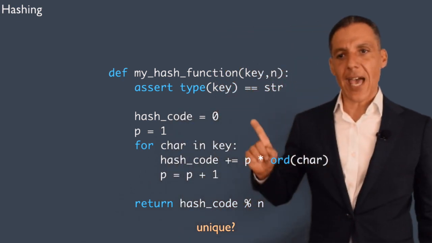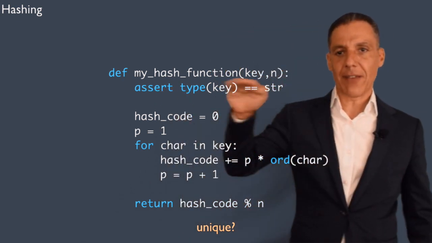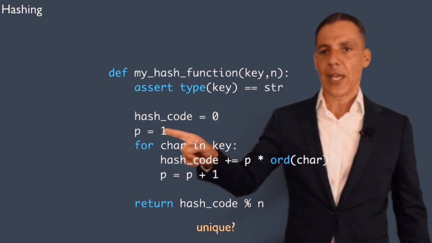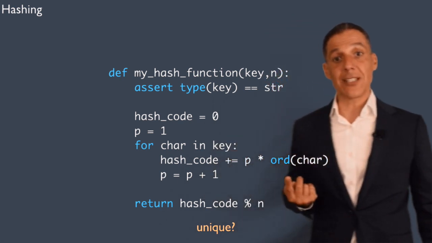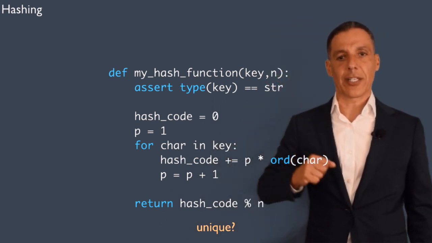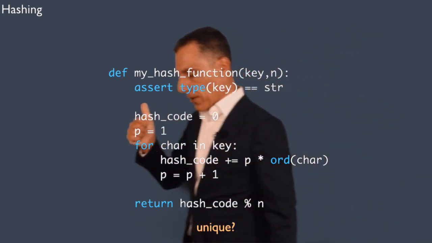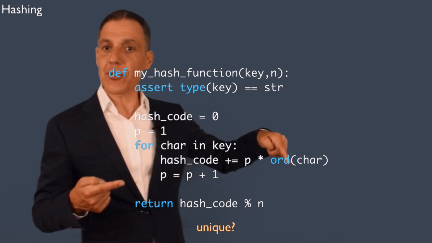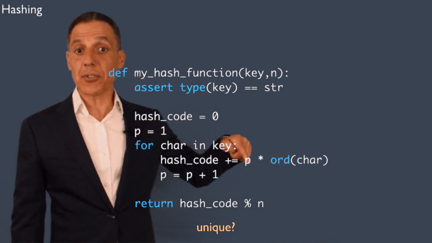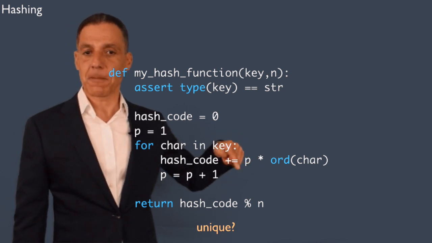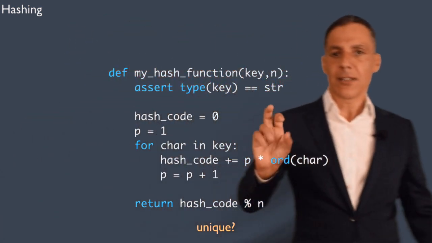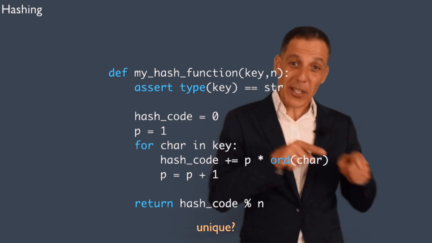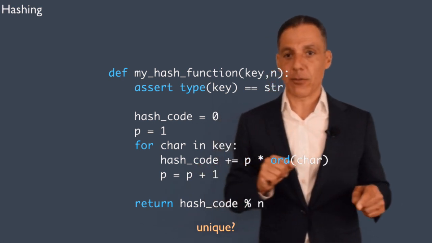So this is the same thing. I've got a new hash function, key and n. I'm going to assert to make sure it's a string, initialize my hash code to be 0, and let me initialize p to be 1. P is going to be the position of the character starting at position 1. So what I'm going to do now is convert every character into its ordinal representation, same as before, and multiply that by its position. Why am I doing that? Well, that way the TAR and the RAT won't have exactly the same value because the letters are showing up in a different order. And then of course I'm going to increment p by 1.